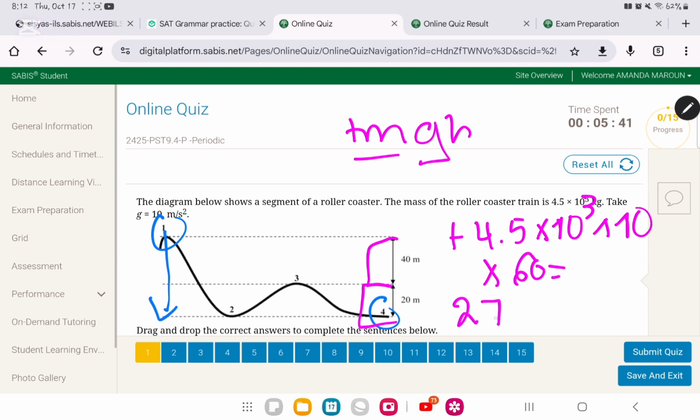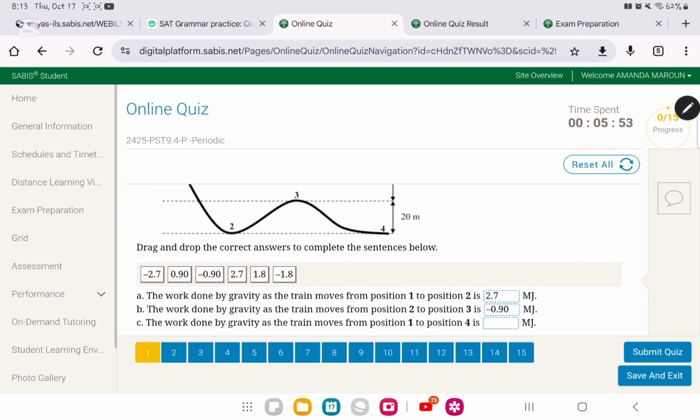And again, we will get 2,700,000 joules. They want it in megajoules, so we're gonna divide by 10 to the power of 6, and then we will get 2.7 megajoules. So your answer for this one is 2.7 megajoules.